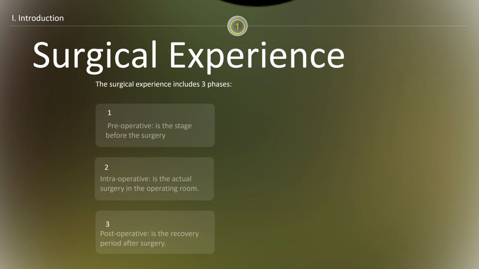Then it very briefly also talks about the intraoperative phase, which is during the surgery in the operating room, and a little bit about the post-operative phase, which is the recovery phase. So intraoperative is in the next chapter 16, and post-operative is chapter 17.